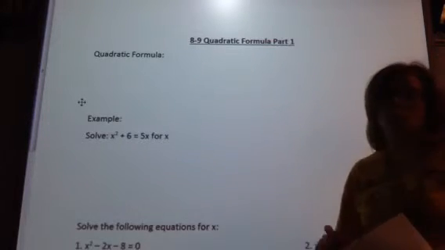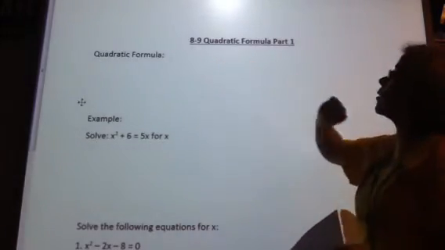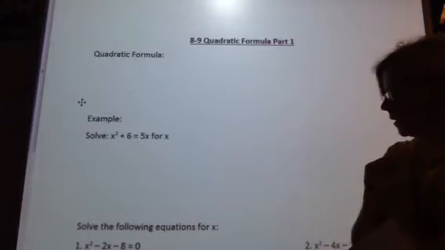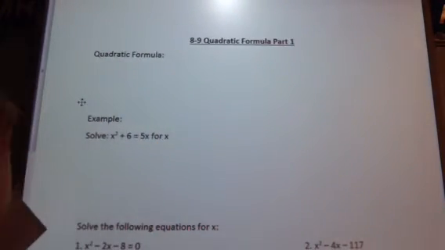Okay, class, today we're going to do the last section of Unit 8, and it's Section 9, and we're going to start getting into the quadratic formula. It's going to take us 2 days to get through it. So today I am going to introduce it to you. So here's the quadratic formula.